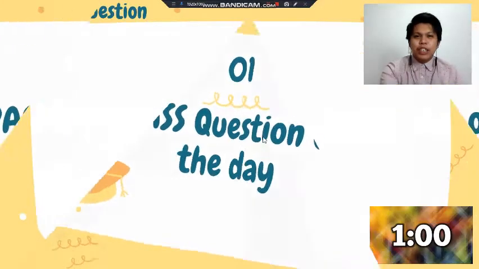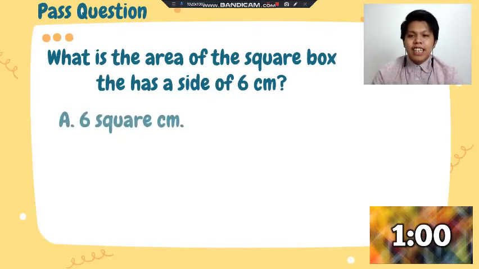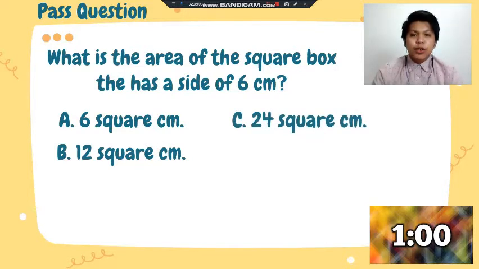Here's our question. What is the area of the square box that has a side of 6 centimeters? Is it A, 6 square centimeters, B, 12 square centimeters, C, 24 square centimeters, or D, 36 square centimeters? One minute starts now.